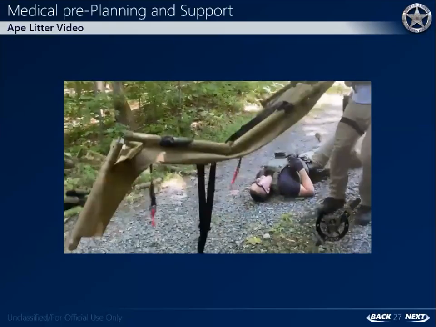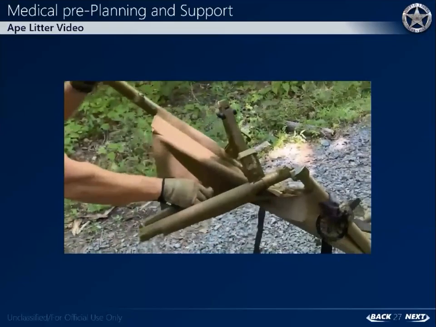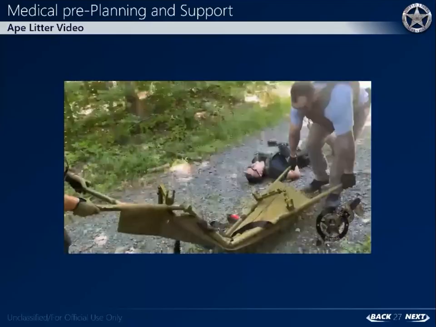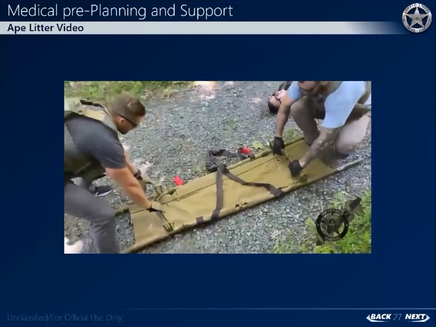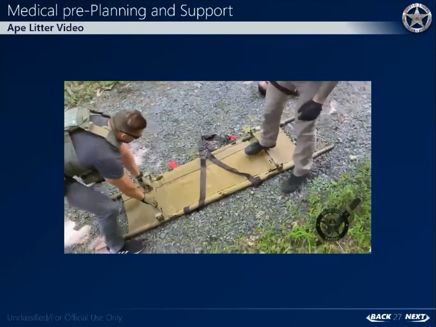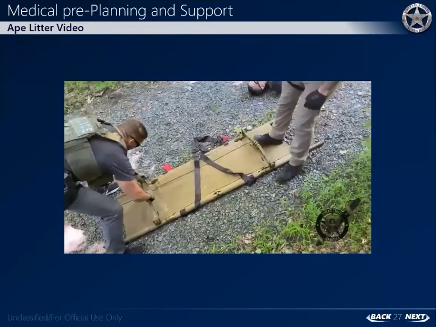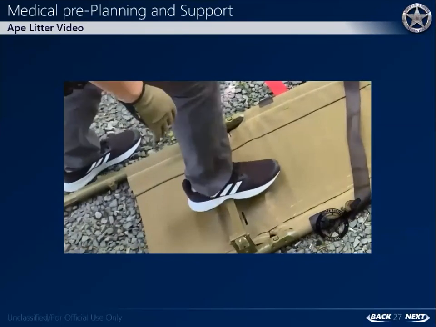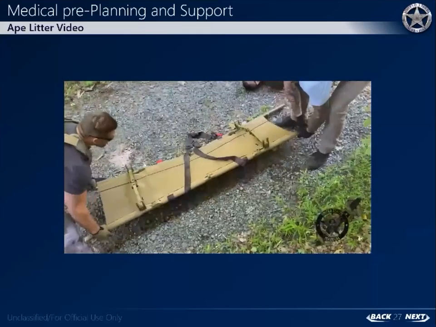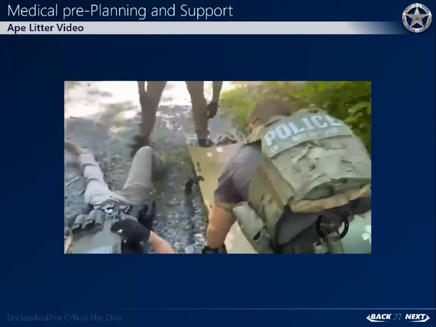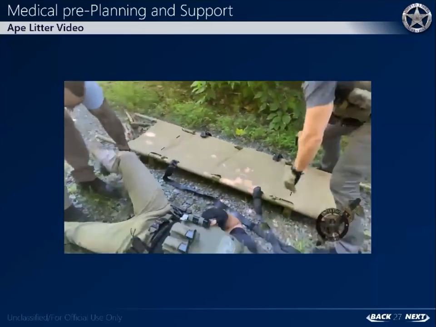The litter should be opened by pulling both ends away from each other. The litter should be placed upside down and the cross members should be rotated upward and locked into place by applying downward pressure with your hands or foot. Make sure the cross members are locked before placing the casualty on it.